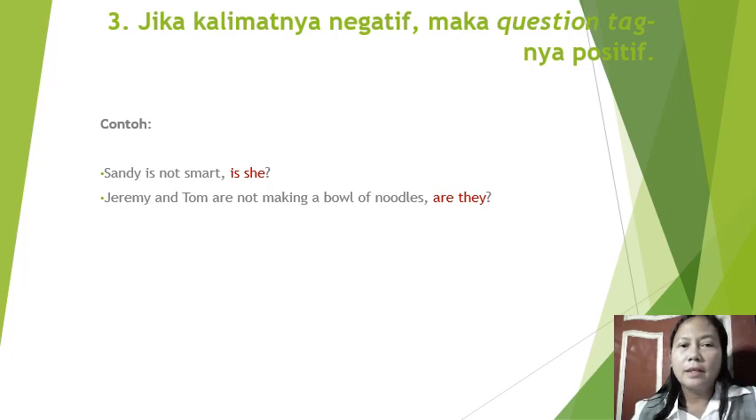Okay, jika kalimat negatif, maka question tag-nya positif. Sandy is not smart. Nah, ini tadi positif, baru sini negatif. Sekarang ini kebalik. Ini negatif, maka ini positif. Sandy is not smart, is she? Jeremy and Tom are not making a bowl of noodles, are they? Look at this one. Is not is negative, is she positive? Are not is negative, are they positive?